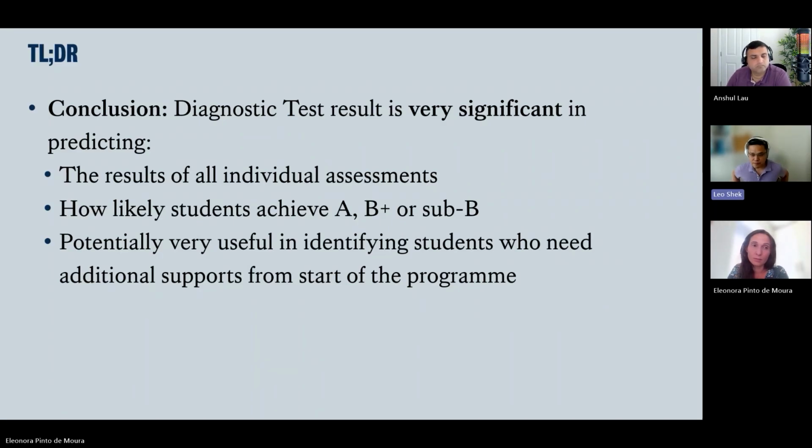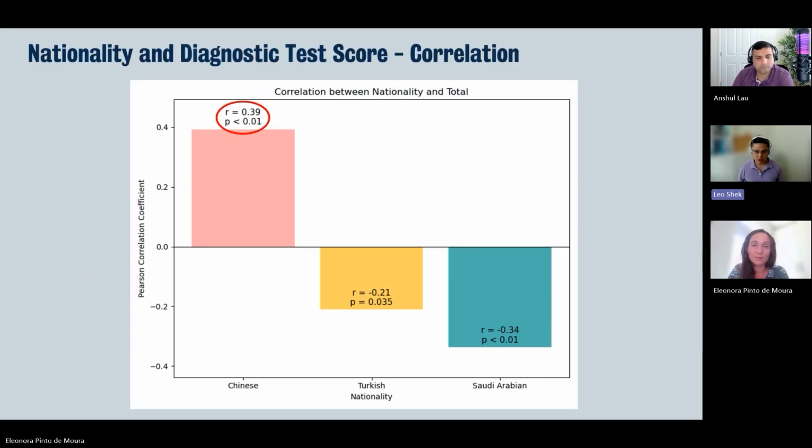So now I'll move to the more detailed result. First, we know in this program, in our modules, we have in total 4 individual assessments. The first result here, we noticed that the diagnostic test result is similar to what Eleonora presented earlier. We noticed that the Chinese students performed particularly positively in the diagnostic test, while Turkish and Saudi Arabian students tend to score much lower.